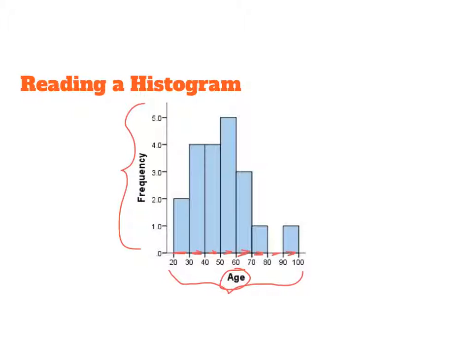So between 20 and 30, you'll notice our bar goes up to 2. There's 2 in this bar. For the next one, it goes up to 4. There's 4 in this one, 4 in this one. And we got 5 here. Looks like we've got 3 here, 1. There's none here because there's no bar. And then there's 1 there. Okay, so on the bottom tells us the ranges that we're looking for. On the side tells us how many are in each bar.